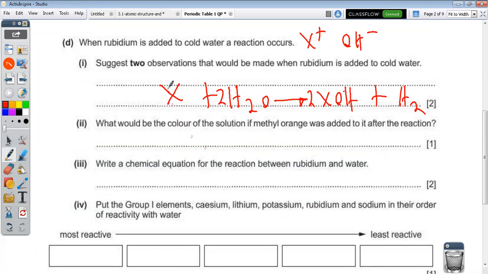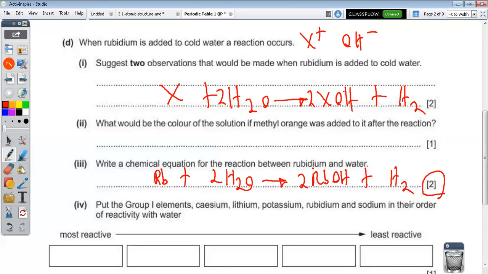So what I'm simply doing is replacing the X with the actual rubidium: Rb plus 2H2O, clear? To form 2RbOH plus H2. One mark is for balancing the equation. Make sense? Yes, sir.